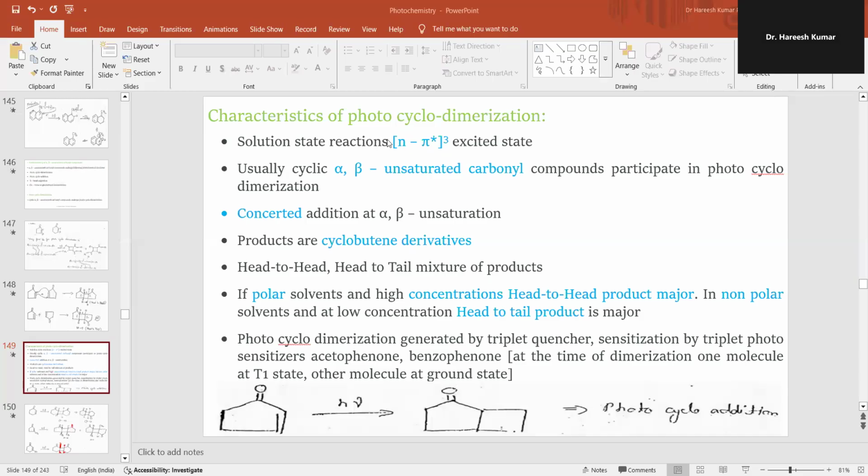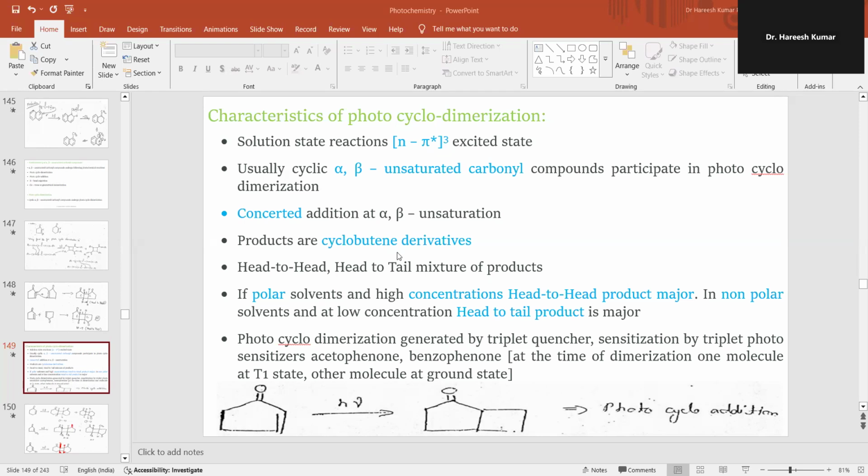Okay, characteristics of the photocyclodimerization. Solution state reactions take place in the n to pi star triplet excited state. Usually, cyclic alpha beta unsaturated carbonyl compounds participate in photocyclodimerization, and these are concerted additions at the alpha beta unsaturation.